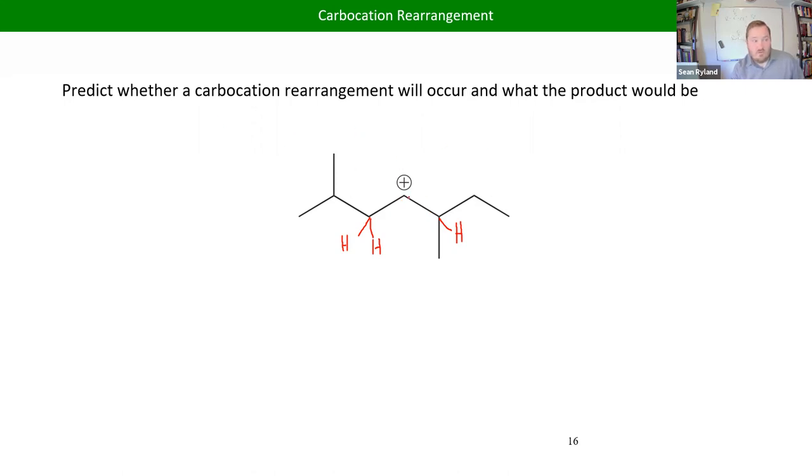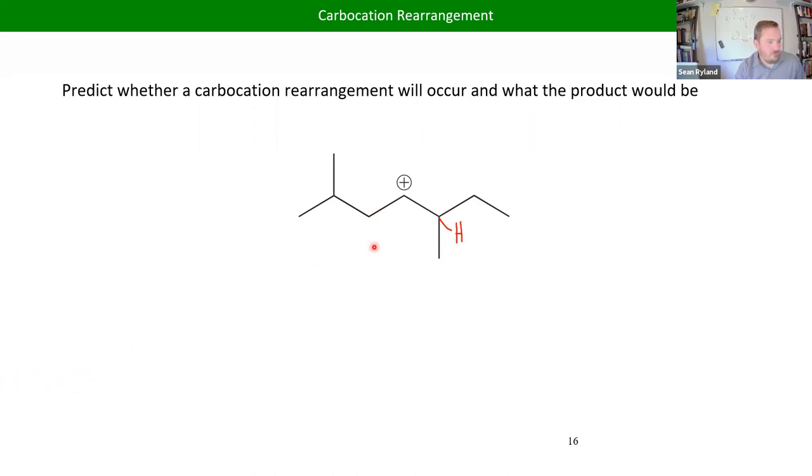So first off, will this rearrange? Actually, maybe that's not the best option for first off, because if we want to know if it's going to rearrange, we need to know whether or not we can make something more stable. So we've got a positive charge on a secondary carbon. If we can turn that into a positive charge on a tertiary carbon by only moving one hydrogen or one methyl, then we will. So if we move either of these two hydrogens, we get the same molecule back, right? We still get a secondary carbocation. So there's no energetic force towards that. There's going to be no benefit to doing that. So we won't move either of these protons over.